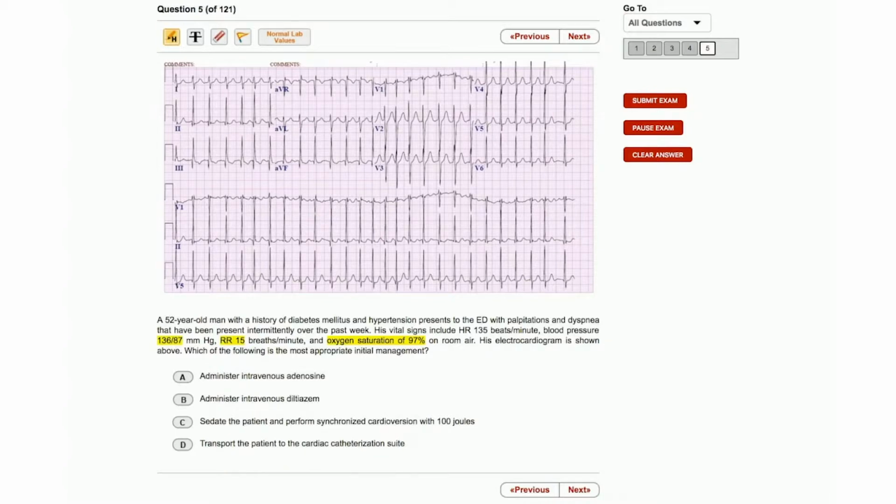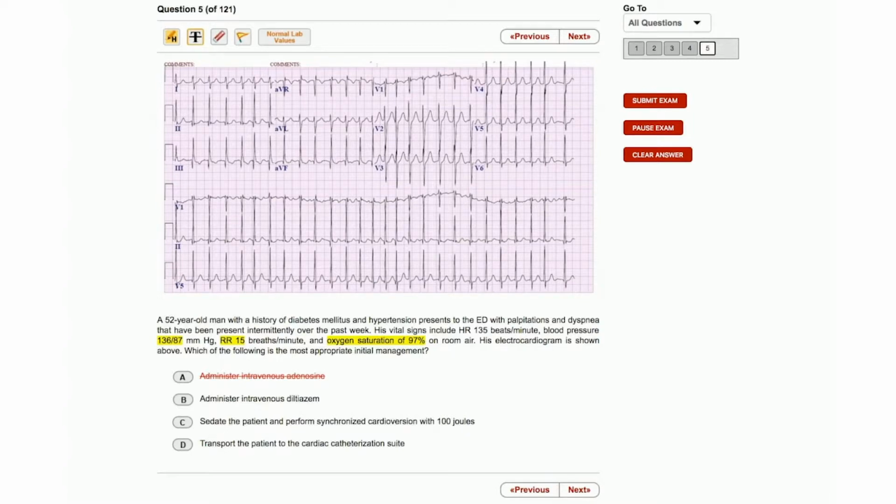So answer choice A, administer IV adenosine. If the patient had a classic SVT, as in paroxysmal SVT or AVNRT or AVRT, we would choose adenosine. However, this is an irregular ECG rhythm, and therefore adenosine is not the best answer choice here.